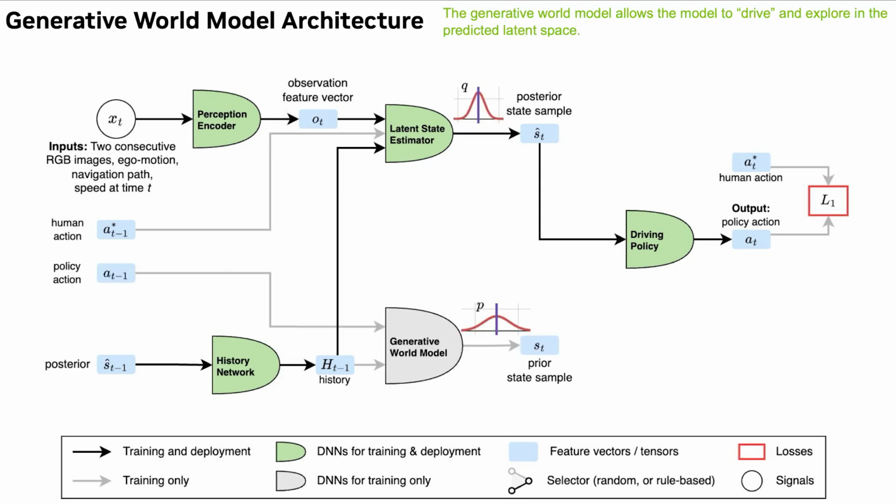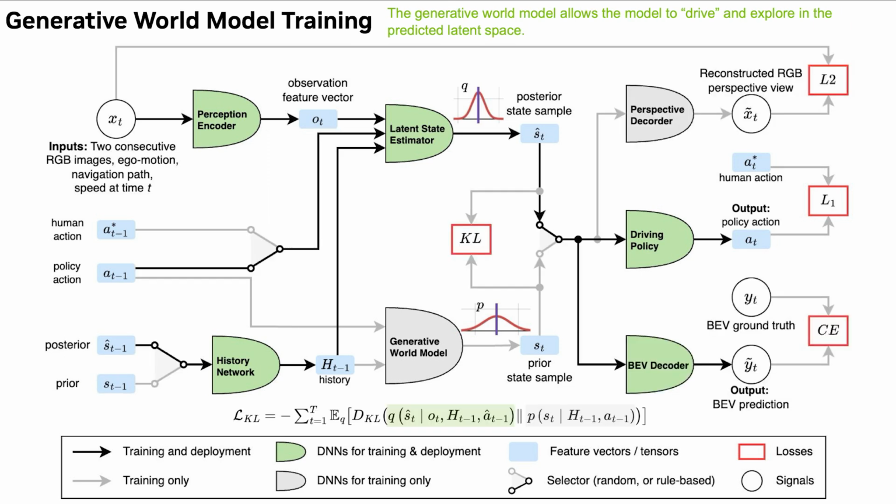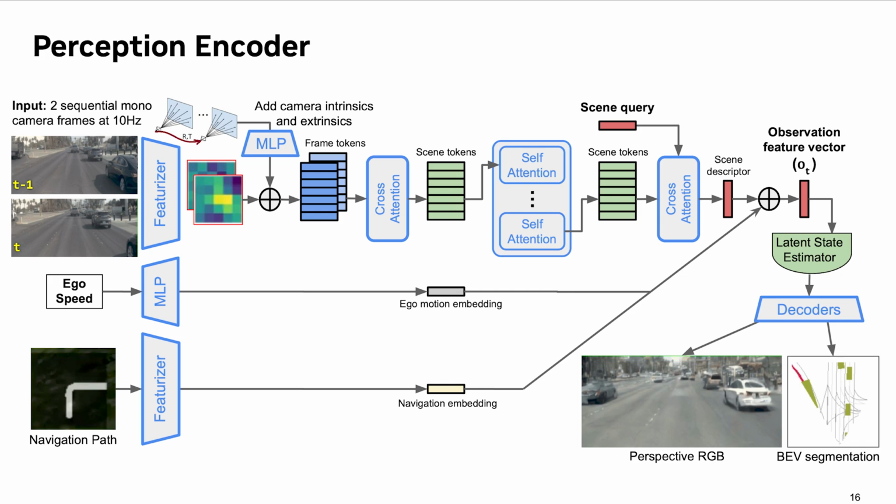We sample prior and posterior world states from the generative world model and the state estimator. KL divergence between the prior and posterior states pushes the agent back towards expert states whenever it drifts. We also decode the latent state into an RGB image through diffusion or a bird's-eye view semantic representation of the world.